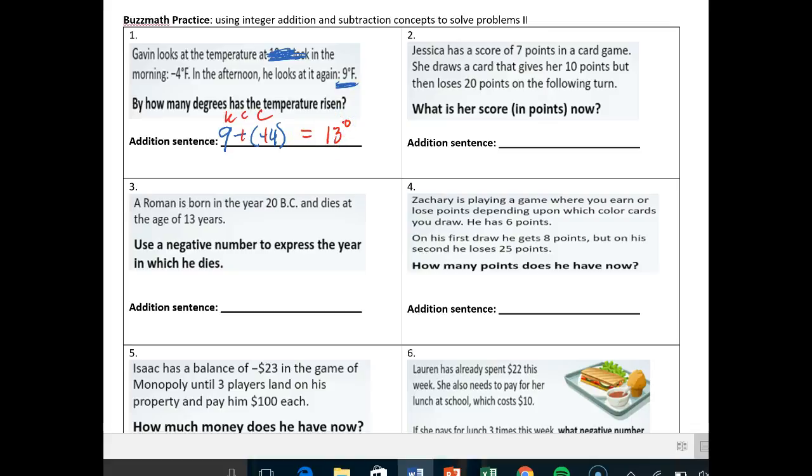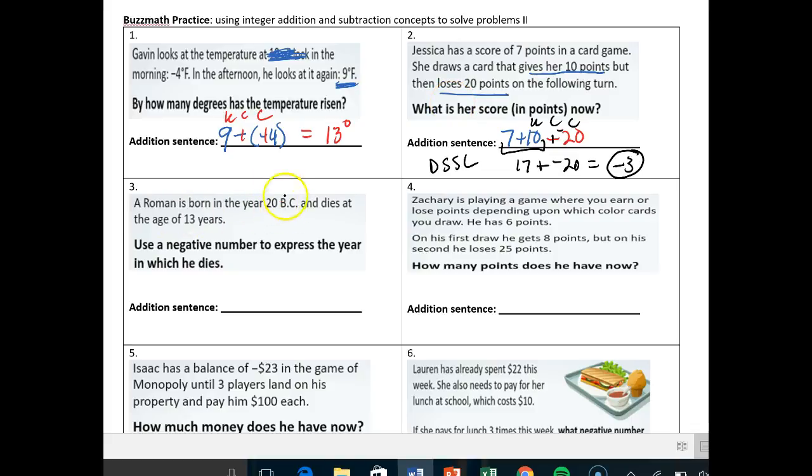Number 2, Jessica has scored 7 points in a card game, but she draws a card that gives her 10 points, but then loses 20 points on the following turn. What is her score in points now? So she started with 7 points, got 10 points, so plus 10, but then loses 20 points, so minus 20. We need to do keep, change, change here, so plus a negative. And look, this turns into 7 plus 10, which is 17, plus -20, which is a DSSL problem and gives us -3. Her score right now is in the negative because she had 17 points, but then she lost 20.